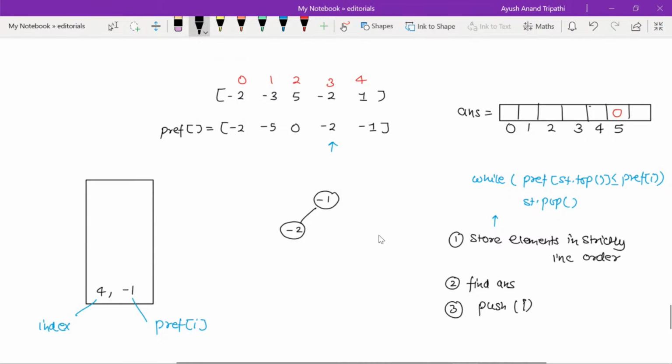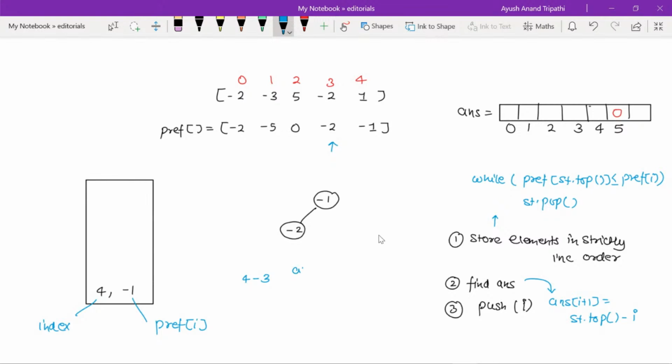And what is our answer? So the answer of I plus 1, right? We are finding the answer for index I plus 1, which is equal to st dot top minus, not 1 but minus I. So what is the value at st dot top? So st dot top is equal to 4, 4 minus 3, right?